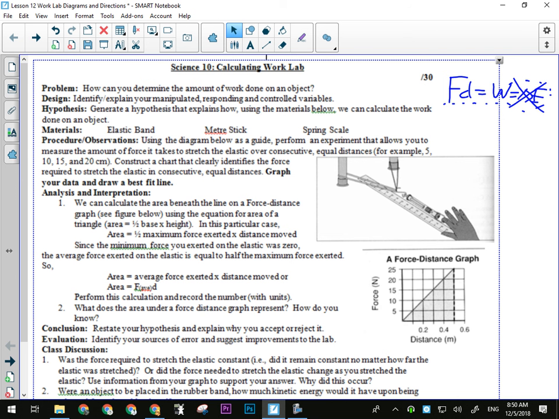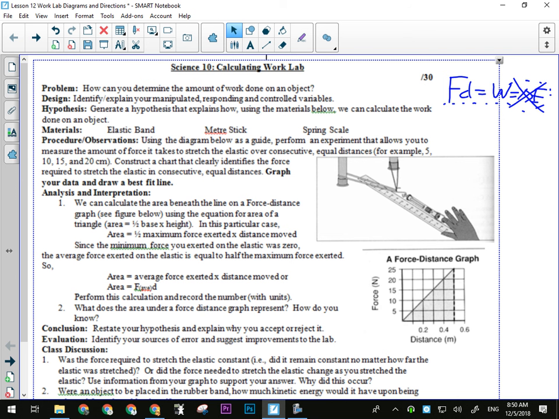Because if the desks move, they will stretch the rubber band more than it was when you started the experiment. Which means now when you pull on it, you'll pull harder to make it go the same distance you did before. We want the tension in the rubber band to stay the same throughout all the trials.